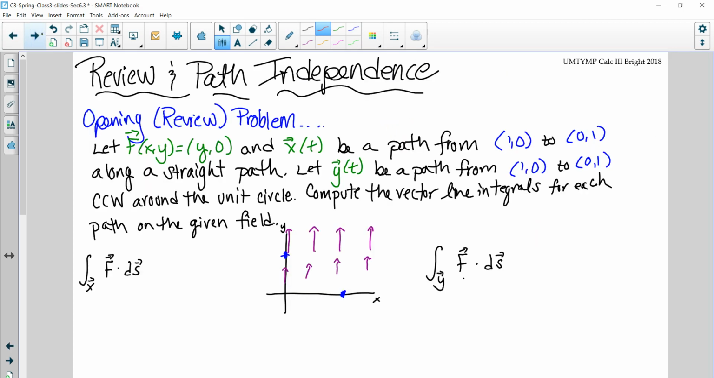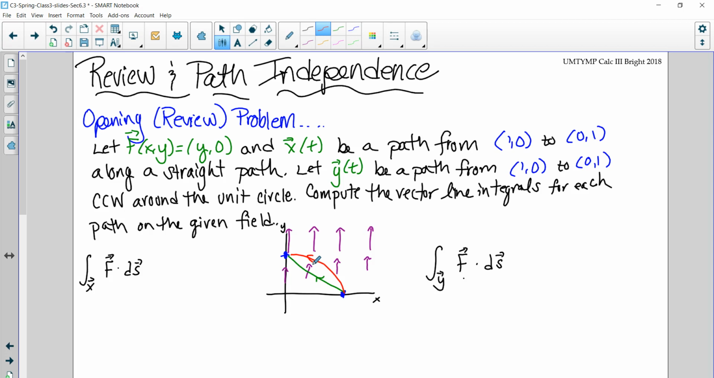Okay. To begin, though, I want to do a review problem. So we have a vector field and a path, x, going from (1, 0) to (0, 1) in a straight path. If I were to plot that out, it would be a line that connects these 2 points and progresses in that direction. And then we also have a path y, going a slightly different route. So still going from those 2 points, but it's going counterclockwise around the unit circle. So doing my best to draw a quarter circle here, and we're progressing like that in red, and so that's y. And we want to compute the vector line integrals for each along the given path.